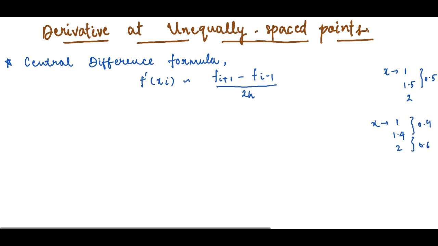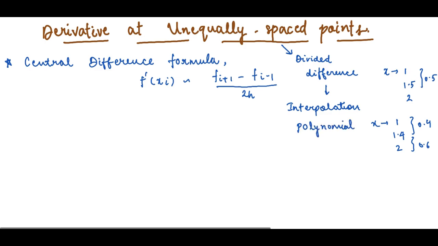So there will be no single h, and therefore the standard central difference formula can't be applied directly. And so we need another method. The idea is actually quite simple. Instead of using a finite difference formula that requires equal spacing, we first construct an interpolation polynomial through our data points. And because the points can be unequally spaced, we use the Newton divided difference interpolation polynomial.